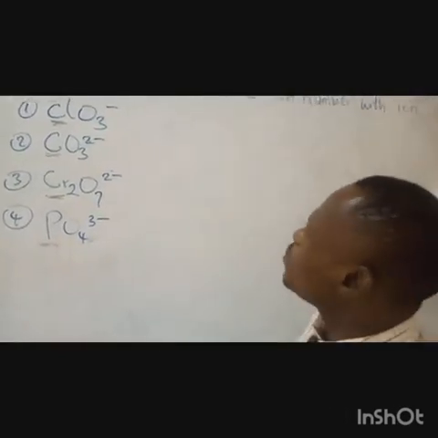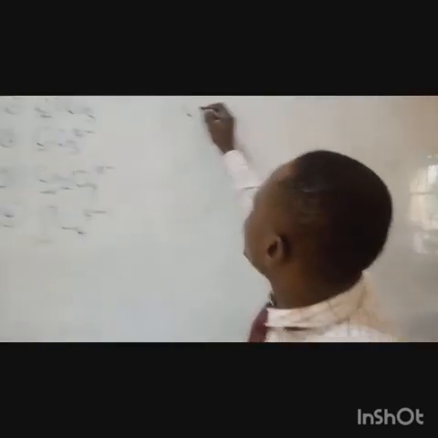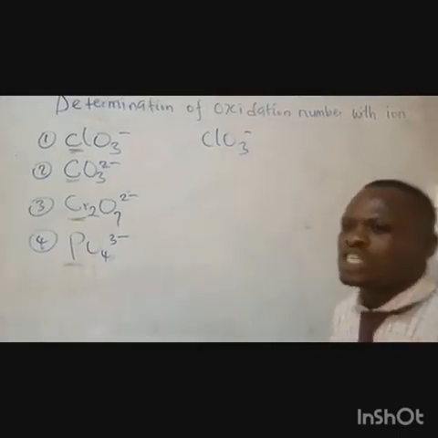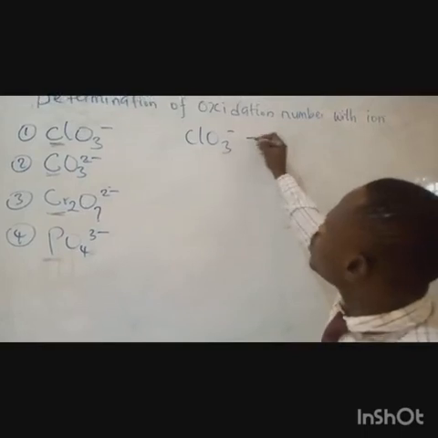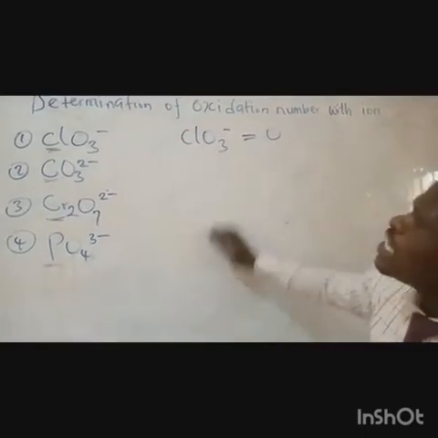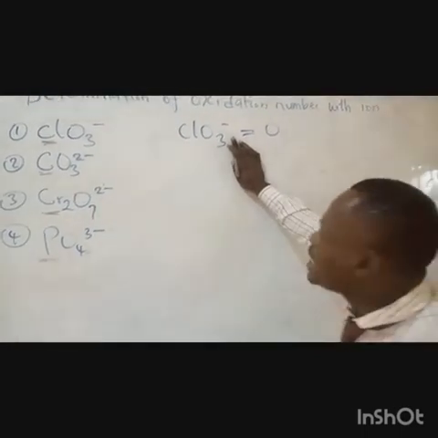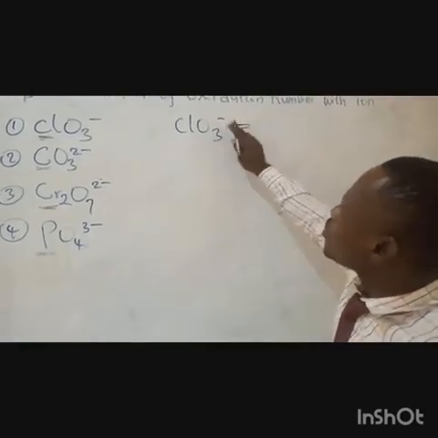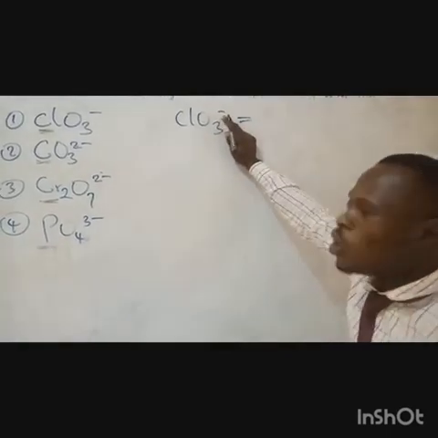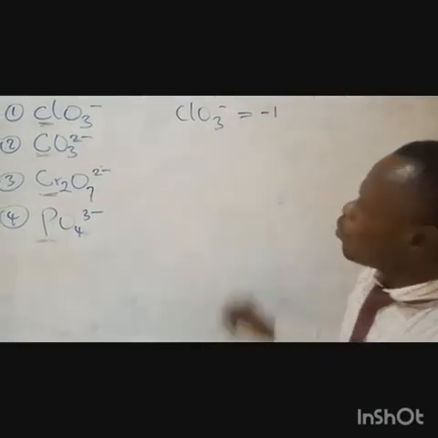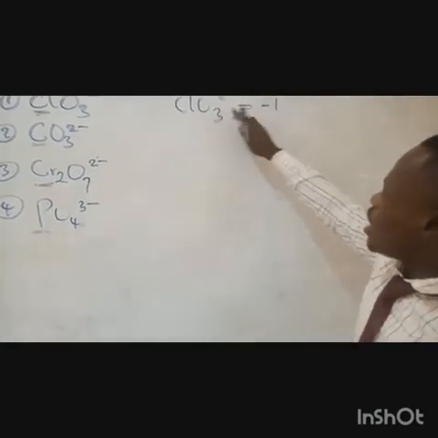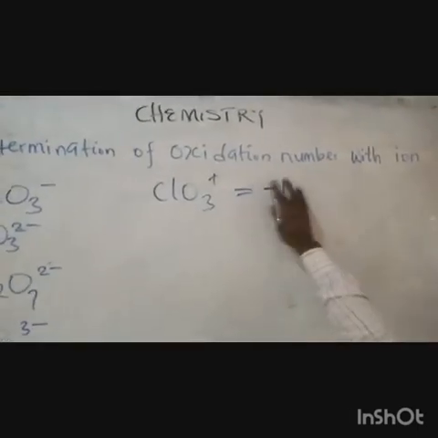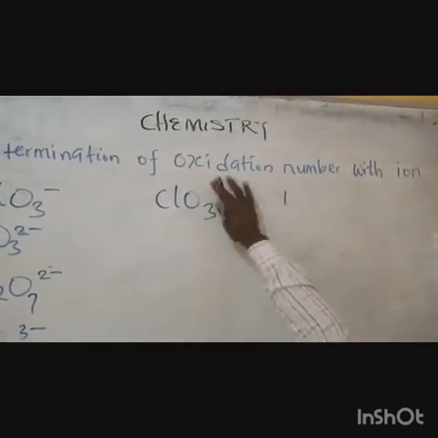If you are given a compound like ClO3 minus, normally the oxidation number of a compound is equal to 0. But in the case of this one, because it has a charge, we don't equate it to 0, but rather to the charge. This minus here is 1, so you equate it to -1. If you have a plus, you equate it to plus 1. But in the case of this one, we have minus.